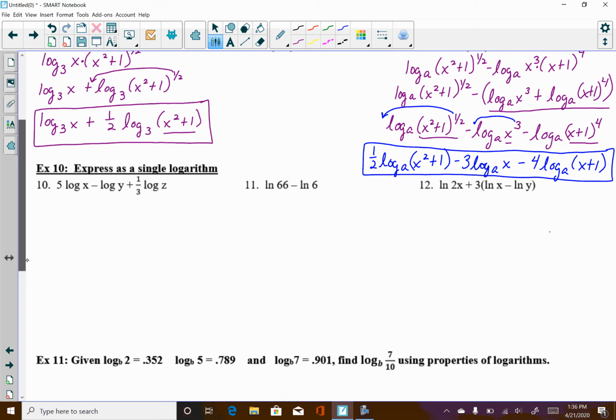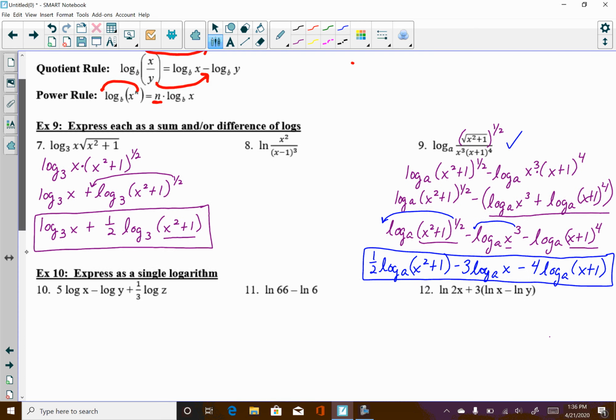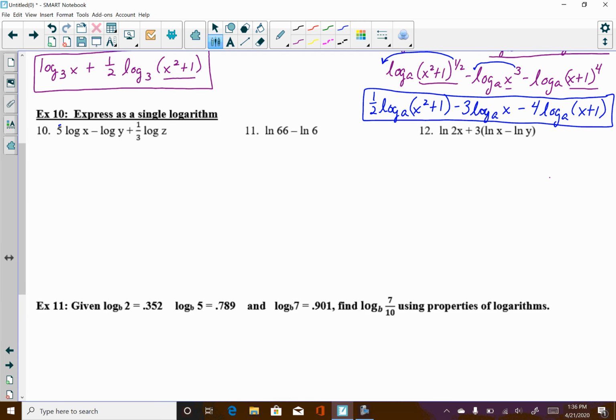So in number 10 I have this 5 in front, so I'm going to bring it up as an exponent. I have this 1/3 in front, so I'm going to bring it up as an exponent, so that would be my first step. So I have log of x to the 5th minus log of y plus log of z to the 1/3. Okay, now everything is a common log, so I can write this now as one log, a single logarithm.